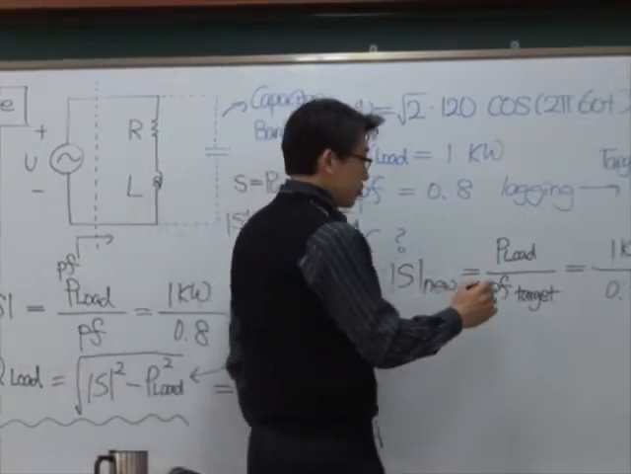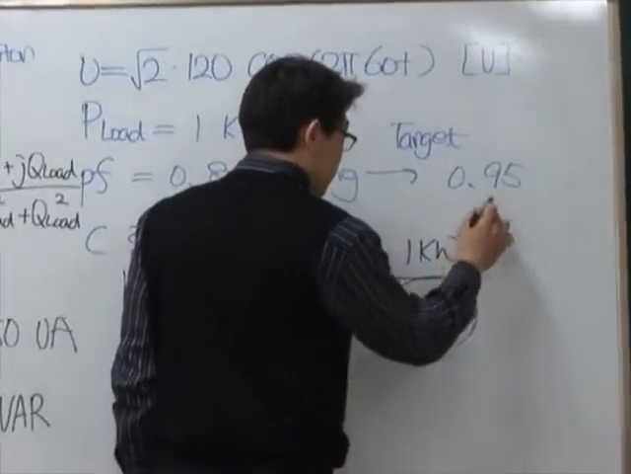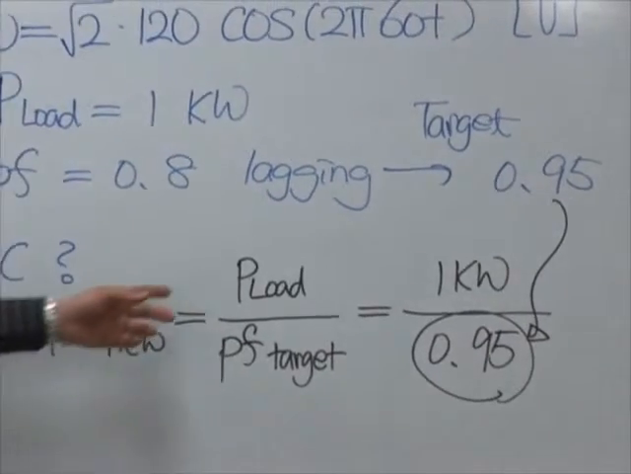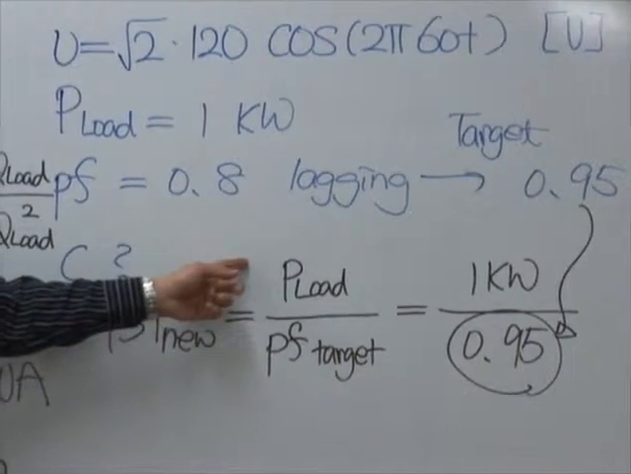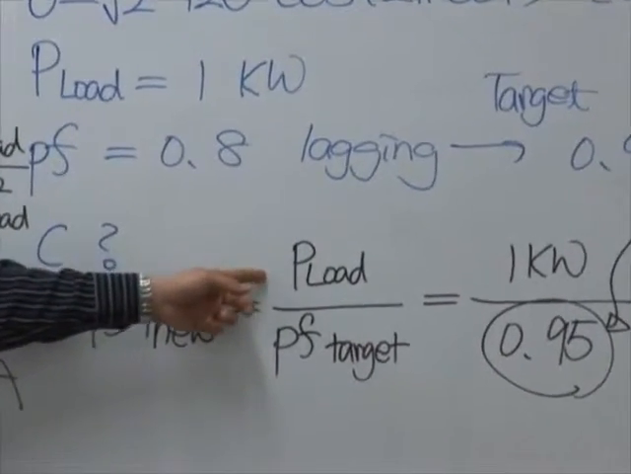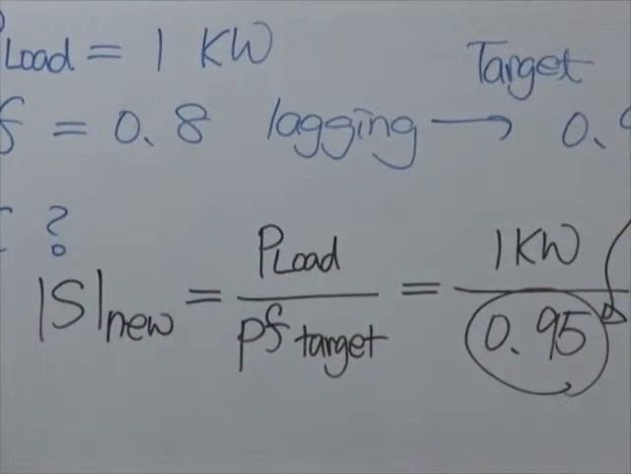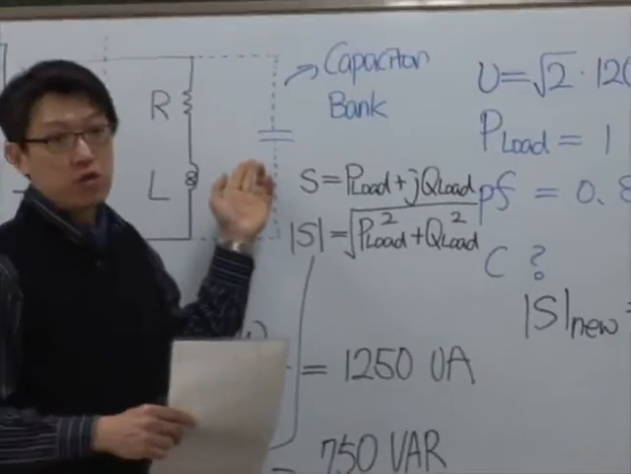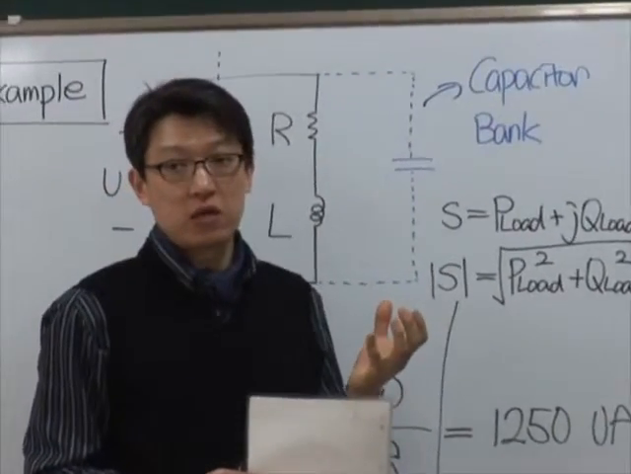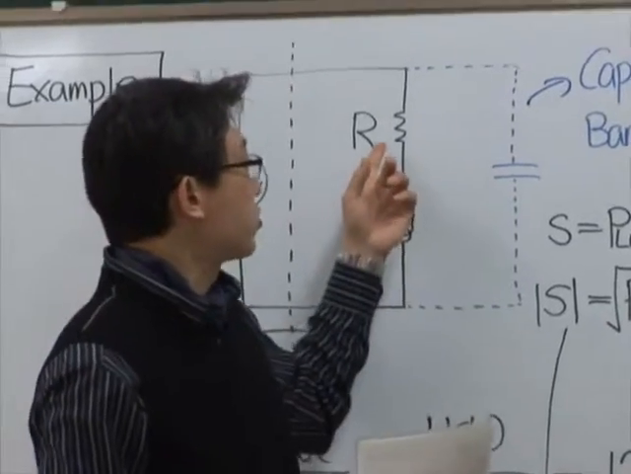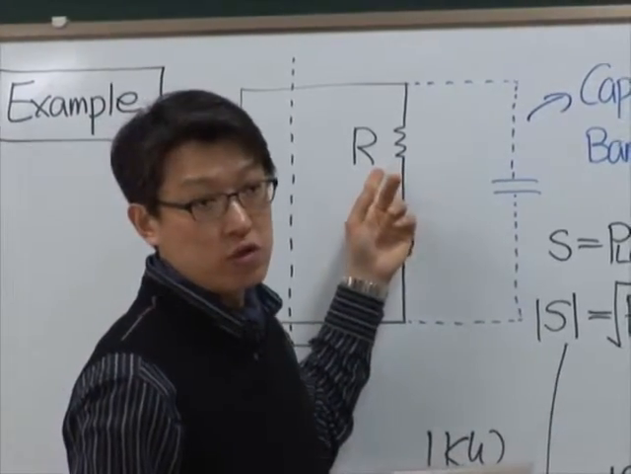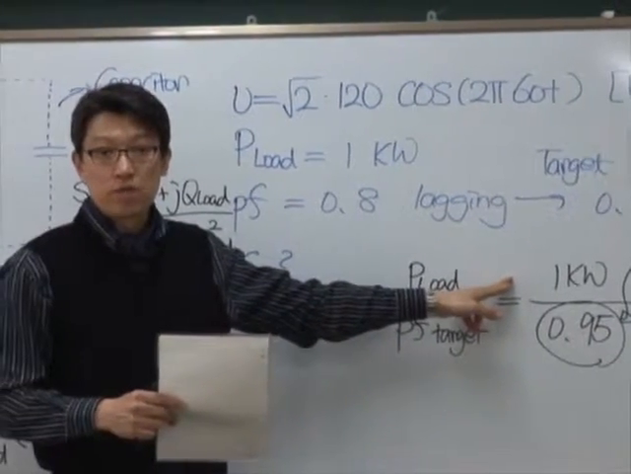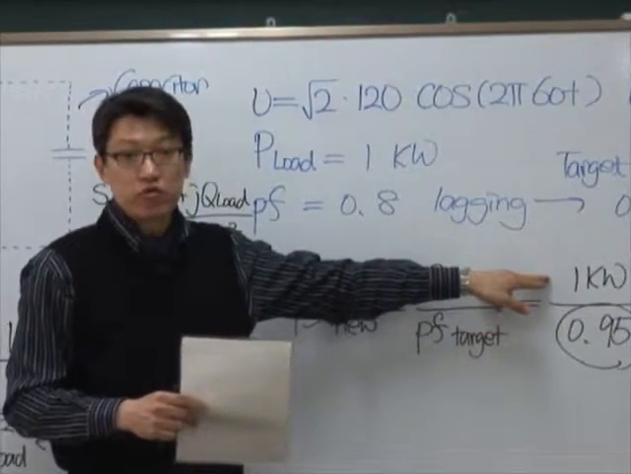So this is our target, right? But the P load doesn't change. Why? Of course, because we only add capacitor bank, so the power dissipated only depends on the resistor. So since the resistor doesn't change, the active power is also not changing. Okay? So this remains the same.